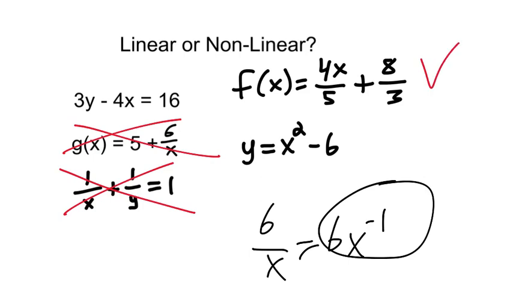This guy is linear because it doesn't matter if there's fractions. We're concerned about the powers of x and y. This is kind of like your y because it's your dependent variable. And your x is also to the first power. So that one checks off as linear. This one is not linear because x is to the second power.